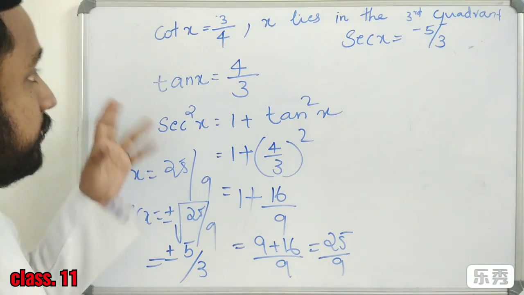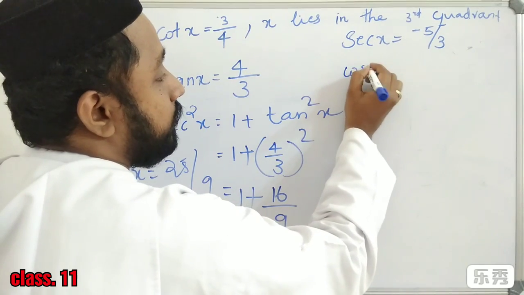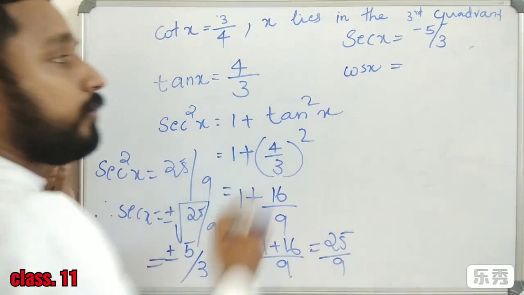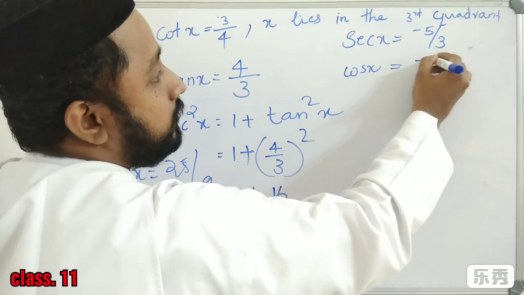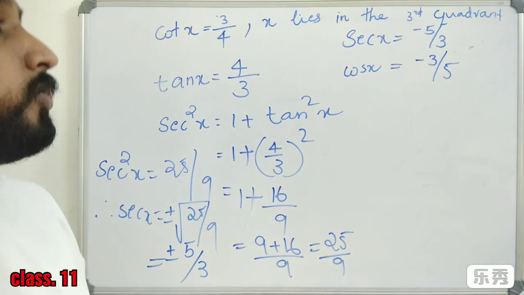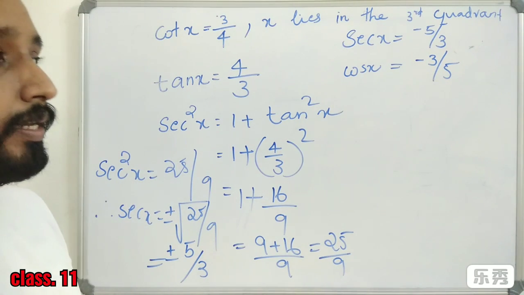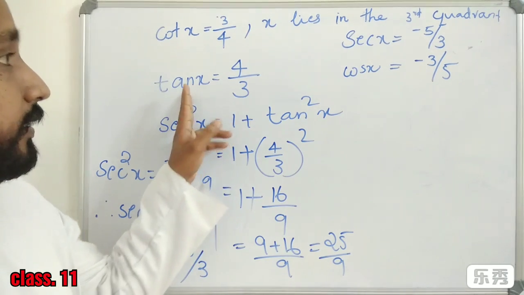So we have tan x, cot x and sec x. And what about cos x? Cos x is the reciprocal of sec x, that is minus 3 by 5. Reciprocal of sec x is cos x, that is cos x is equal to minus 3 by 5. So we got tan x and cos x.